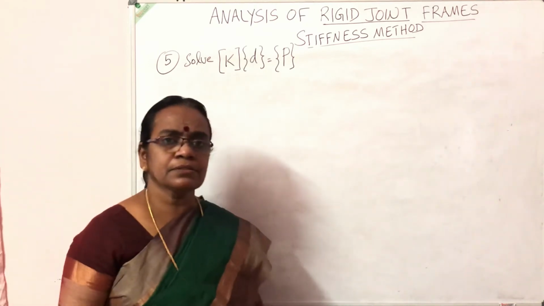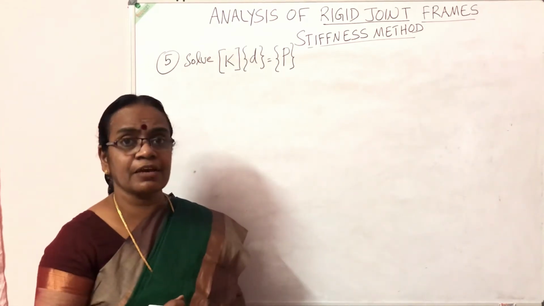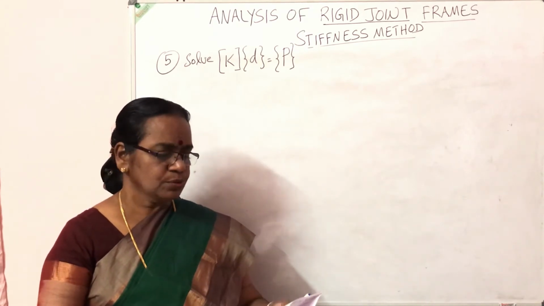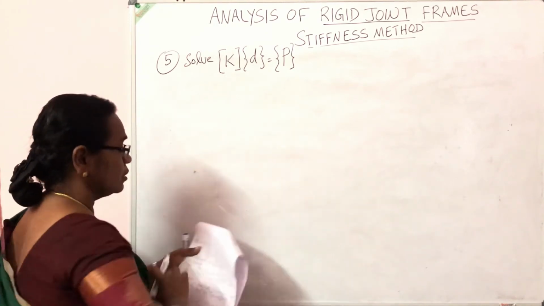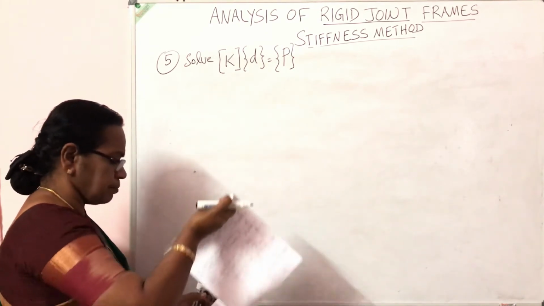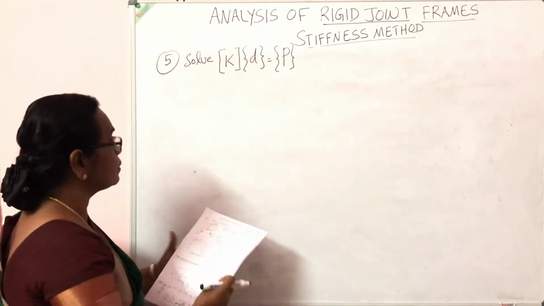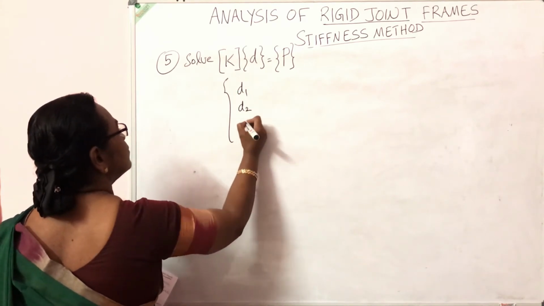So the next step is, we have got the 4x4 stiffness matrix, and we have got the right hand side vector P. You solve the equation K into D is equal to P. This is a 4x4 equation, with the K matrix being fourth order and the right hand side vector also available. So I'll give you the answers only. You check the solution yourself.